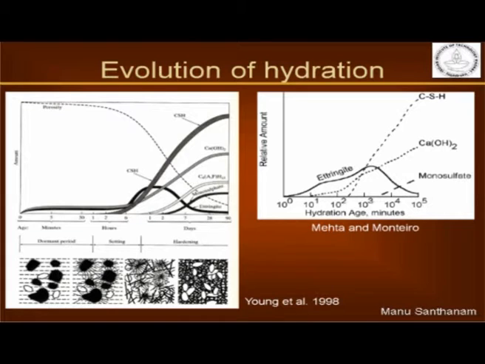The right side graph is also showing you the same picture from a different textbook. Okay, all this is showing you is how these other phases are developing and ettringite is reducing with time. Okay, so the same sort of chart is being presented on this side also.